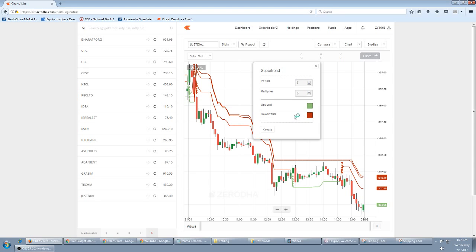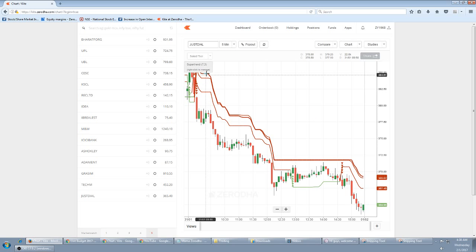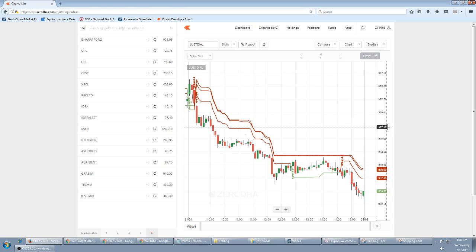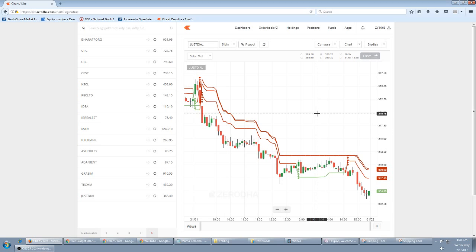Now since we will be using three different Supertrends, the first set of values will be 7 and 3. The second set of values will be 10 and 3, and the third set of values would be 11 and 2. Once you're done with this, click on create and it will give you these three Supertrend lines. Okay, now since yesterday the market was bearish, that is the reason why we see all red here.